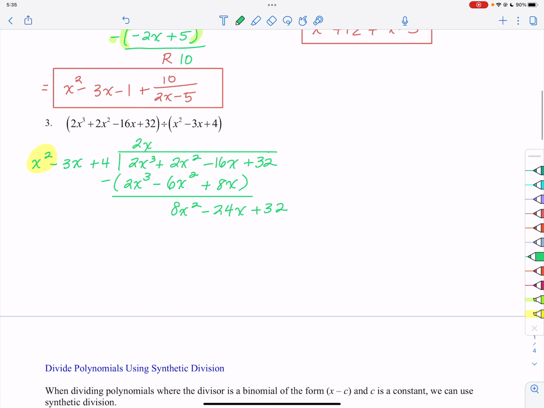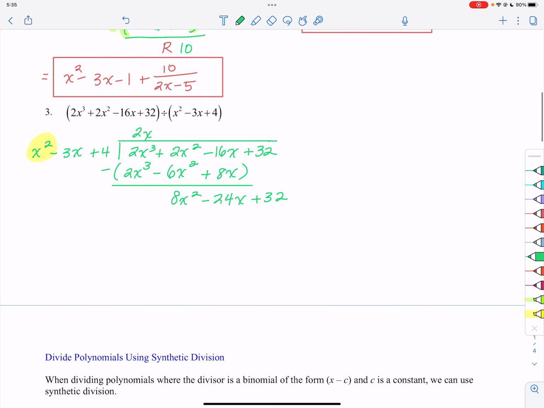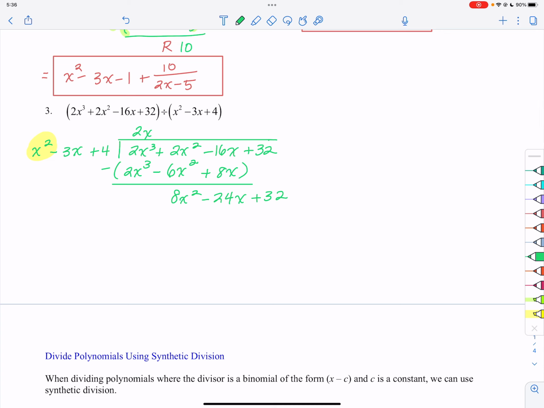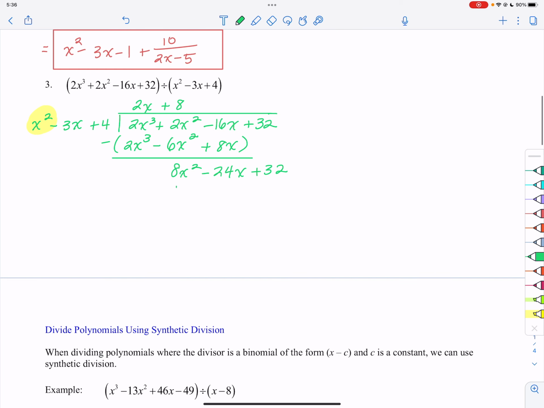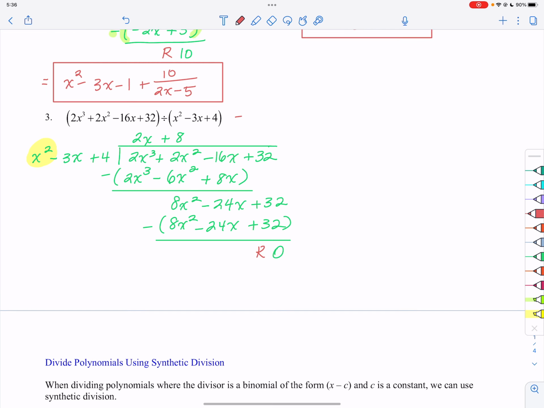Okay, and actually I can just leave that out there like that. Okay, so now we are going to multiply by a positive 8, and we will come up with 8x squared minus 24x plus 32. And if you'll take a look at this, look at that remainder. That remainder is 0. So what have we just found out? We've actually just found out that this cubic divided by that quadratic is exactly equal to 2x plus 8.